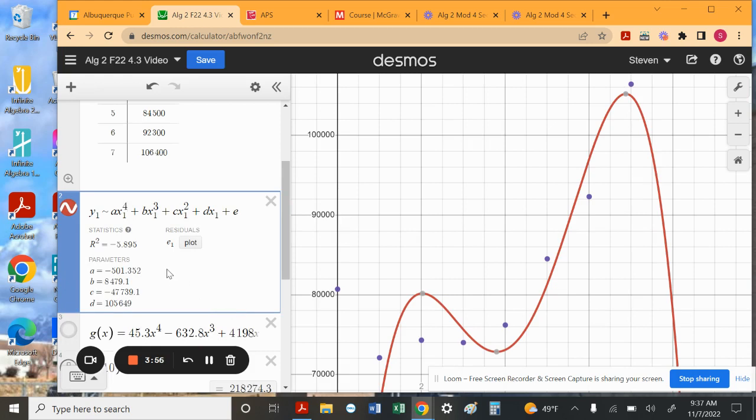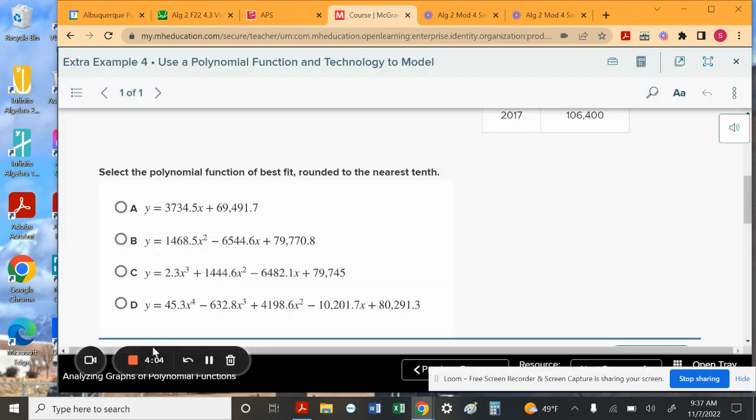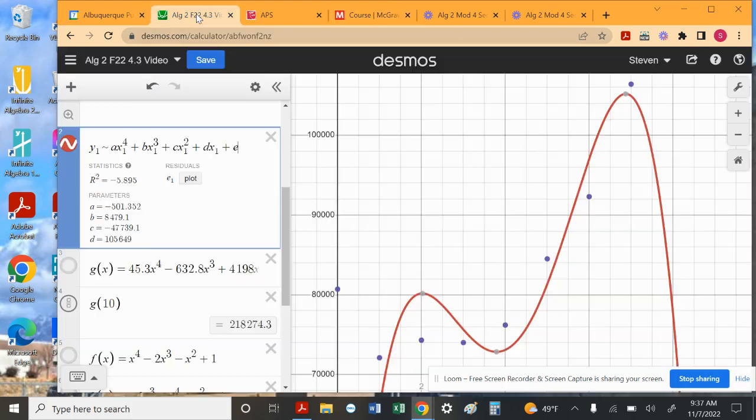What I would suggest that you do is type in the equations. Notice that we figured out it was a 4th power equation. So I'm going to plug this one into my Desmos, which is what I did.